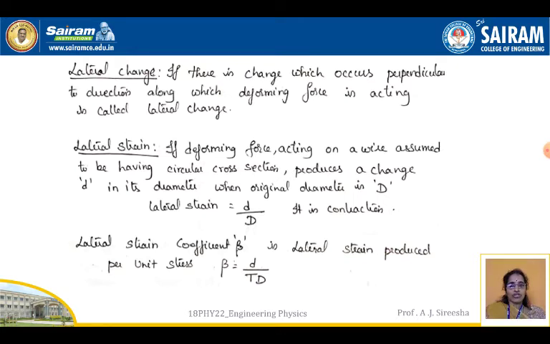Lateral strain coefficient beta is the lateral strain produced per unit stress. So lateral strain coefficient is denoted by beta. Lateral strain produced per unit stress, so d by TD. T is nothing but the stress and D is the original diameter.